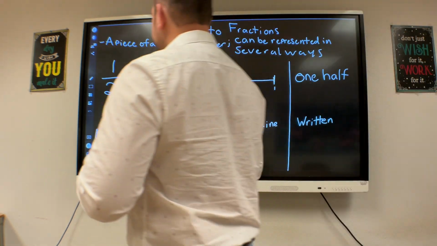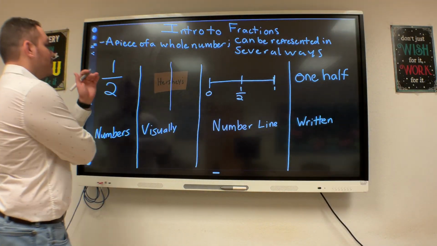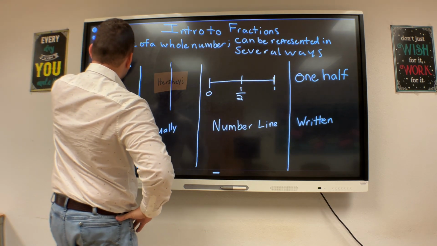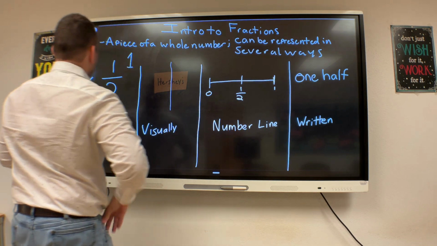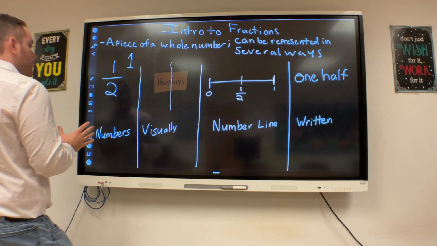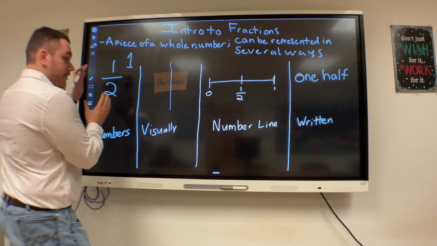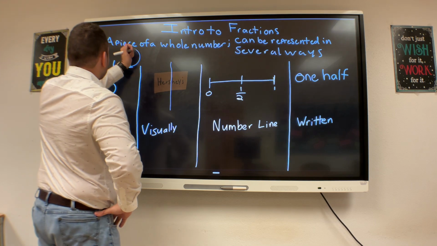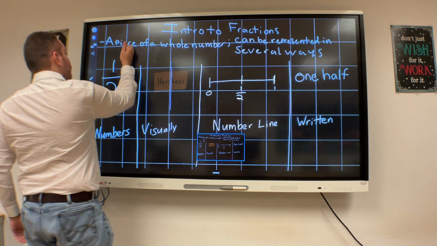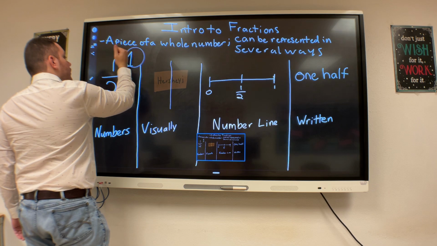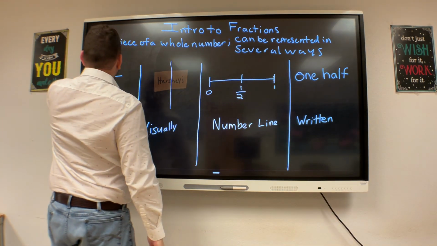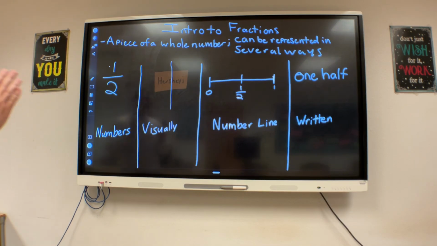All a fraction is, honestly, it's just a piece of a whole number. Honestly, if we had the number one, if that's a full, half is 50% of one. So like I said, it's just a piece of a whole number. And let me get this erased. Okay. So like I said, it's a piece of a whole number.